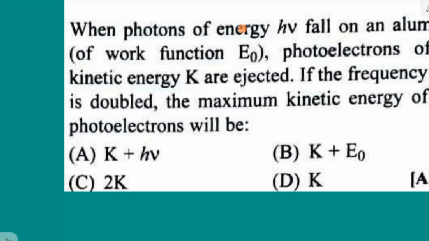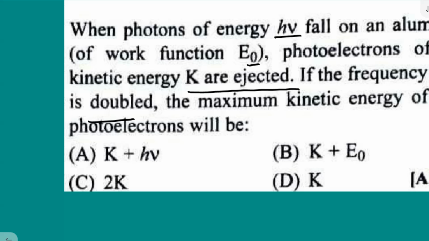Now, when a photon of energy h nu falls on an aluminium plate of work function E naught, photoelectrons of maximum kinetic energy K are ejected. If the frequency of radiation is doubled, the maximum kinetic energy of the photoelectron will be? So we have to find out the maximum kinetic energy for the second case. From the photoelectric experiment, we have the relation that kinetic energy is equal to h nu minus work function.